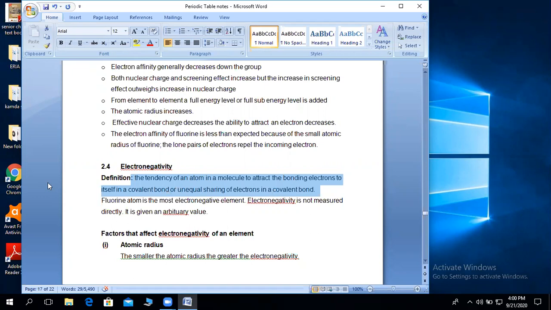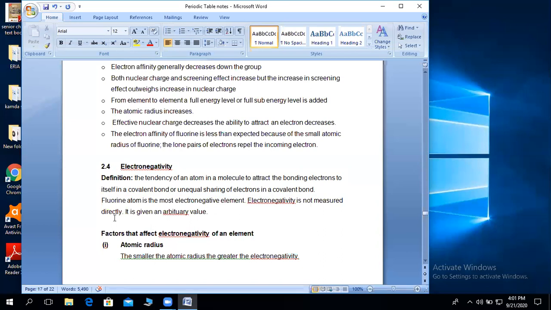now the electrons are going to be unequally shared. That means chlorine will take most of them, so it will get a negative charge, and hydrogen, which has lost its electron, will get a positive charge. So electronegativity, the definition, is the tendency of an atom in a molecule to attract the bonding electrons towards itself in a covalent bond. Stop here.